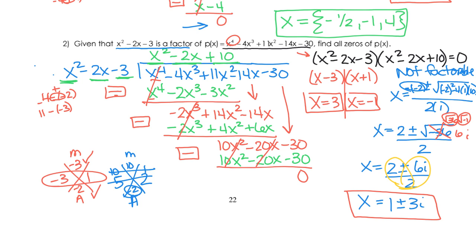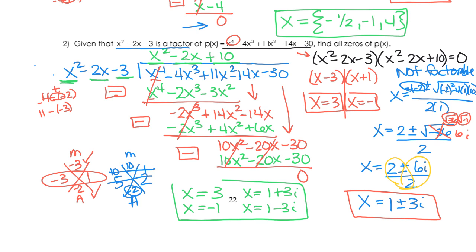So let me just make sure you see what all of them are. We have x equals 3, x equals negative 1, and now we also have x equals 1 plus 3i, which is a complex root or a non-real root, and 1 minus 3i. And there are our 4 zeros or solutions.